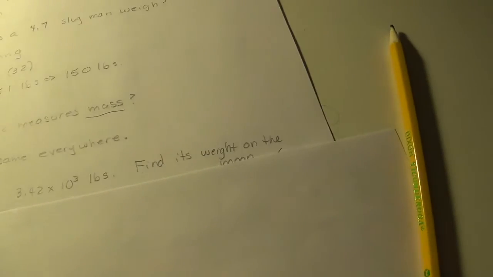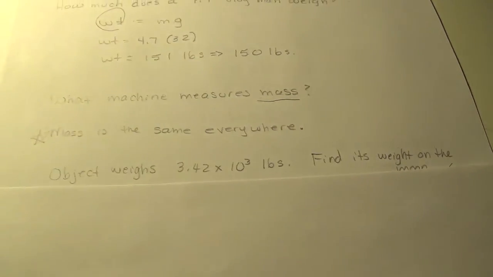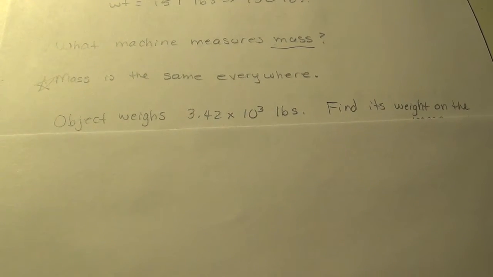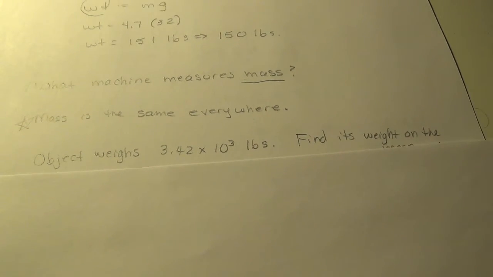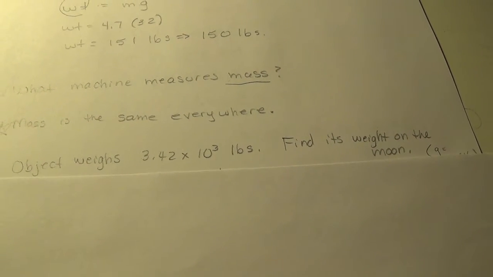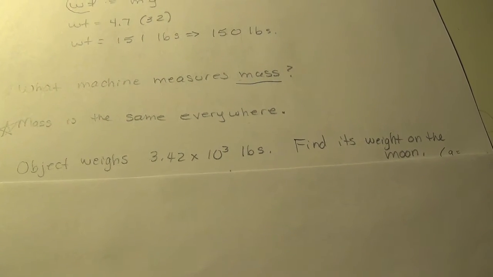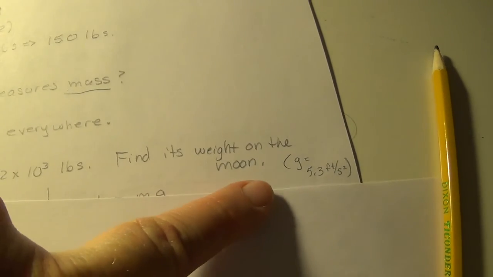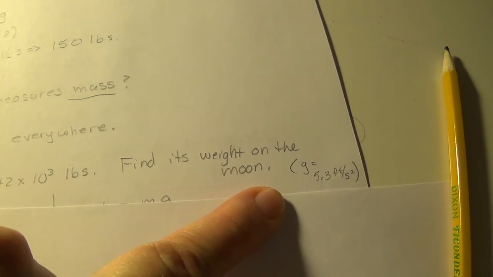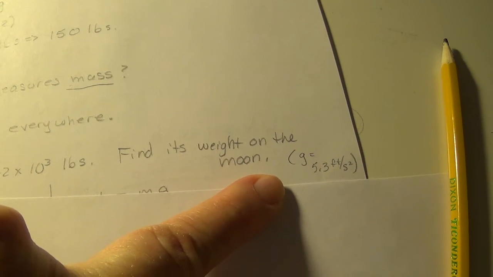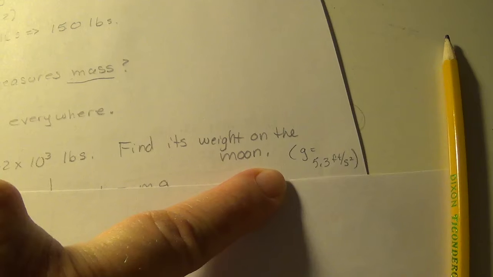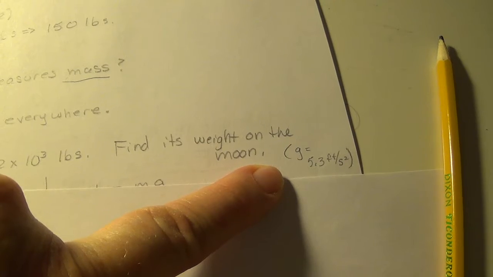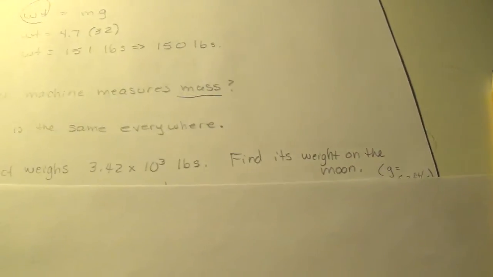So with that in mind, that will help us answer this question. Suppose an object weighs 3.42 times 10 to the third pounds. Find its weight on the Moon. Now to answer that question, you do have to know the gravitational constant for the Moon, so I'll give you that. The Moon's gravitational constant is 5.3 feet per second squared. So if you want to drop an object on the Moon, it will accelerate 5.3 feet per second squared compared to our 32 feet per second squared on planet Earth.